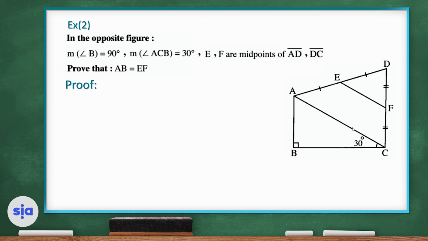Exercise number 2, in the opposite figure, the measure of angle B is 90 degrees, where the measure of angle ACB is 30 degrees. Points E and F are midpoints of AD and DC. How can we prove that AB is equal to EF?